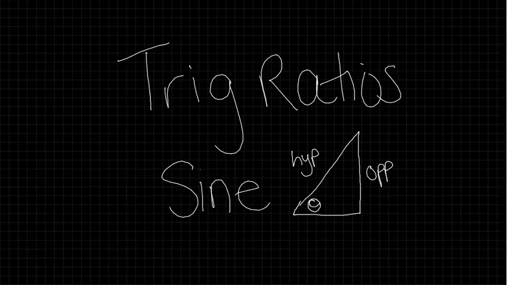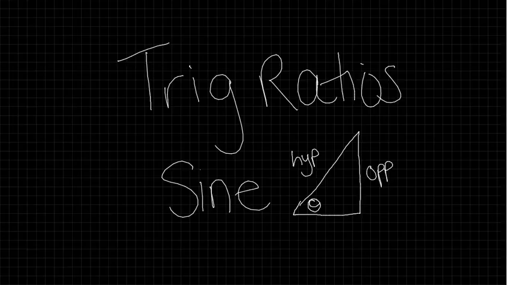I would like to point out that the word trigonometry is derived from the ancient Greek language and means measurement of triangles. So there are three basic trig ratios that we'll be learning about today. They are called sine, cosine, and tangent, and this video is going to focus on the sine ratio.